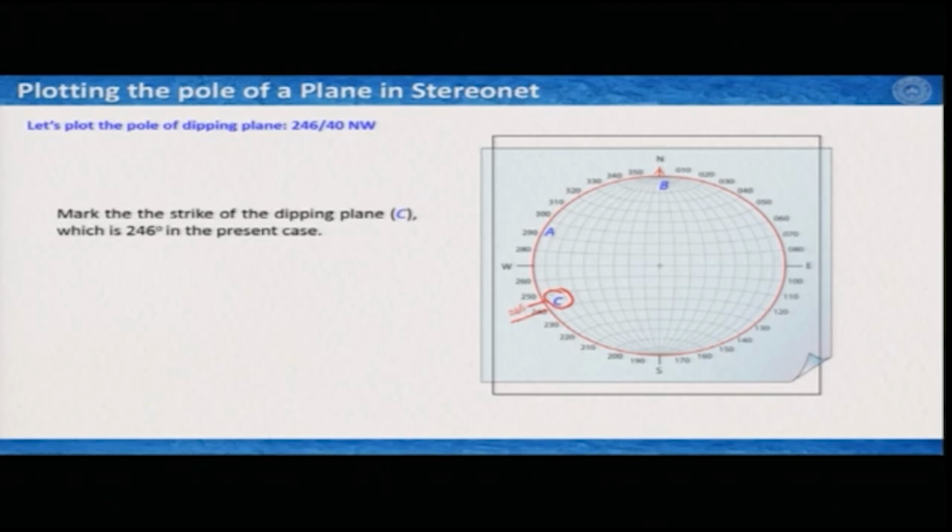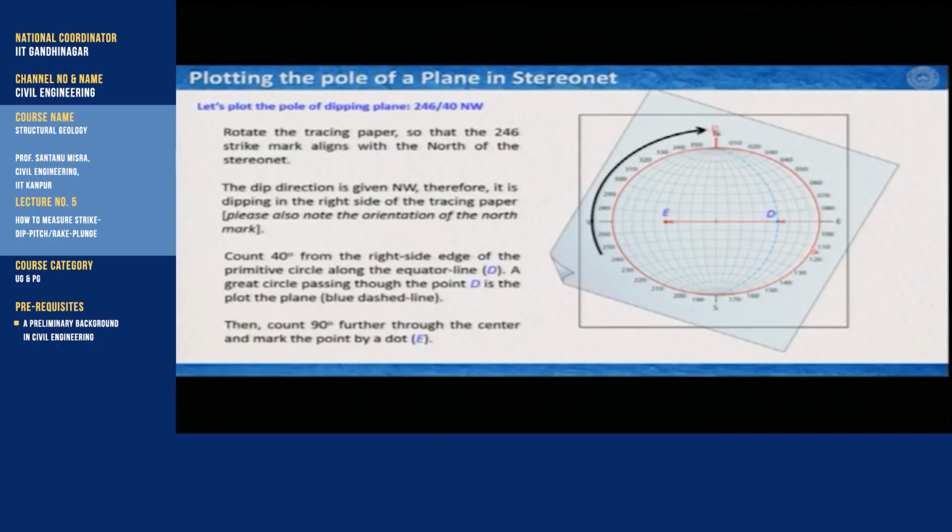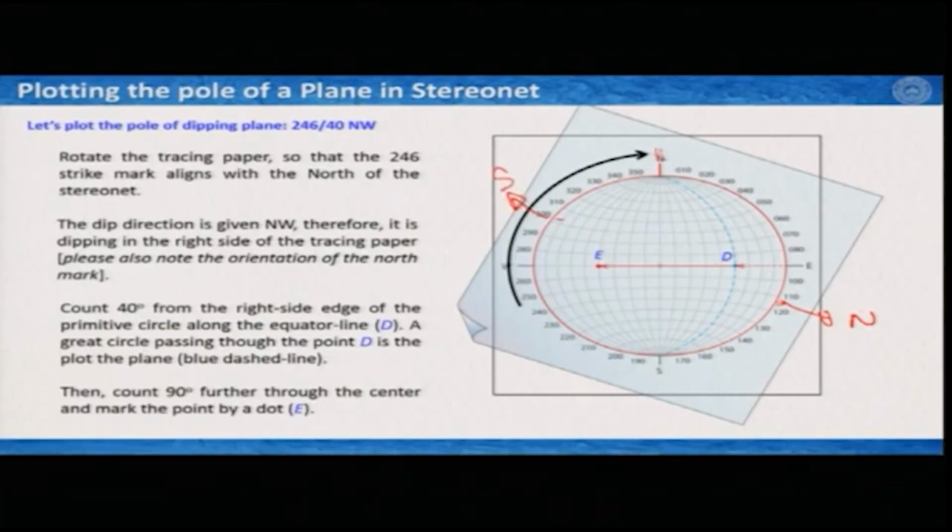Now, we will follow a very similar process. This 246 degree mark, we will rotate it in such a way that it aligns with the north of the stereo net. Once it is done, we will follow the same practice. This is the north, so this must be the south, this must be west, and this must be east. This is based on the orientation of the tracing paper, because north is always marked.